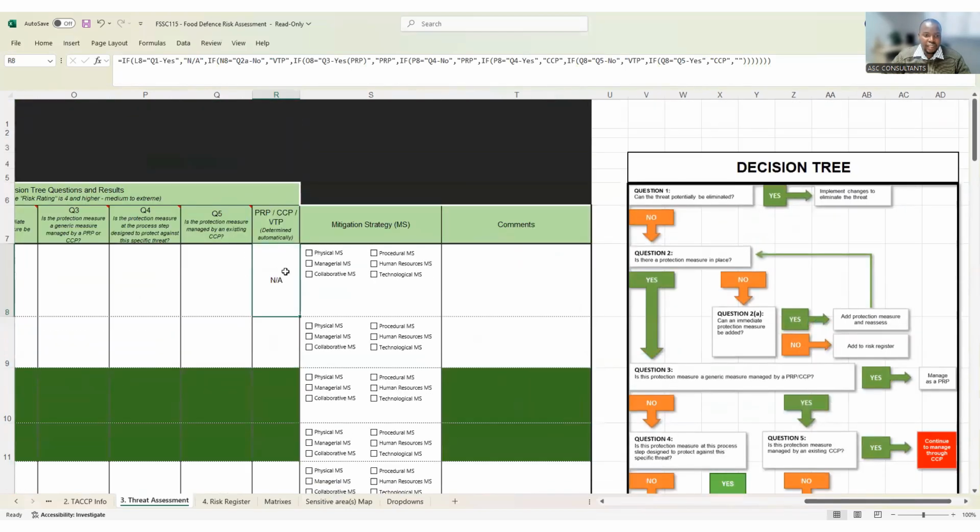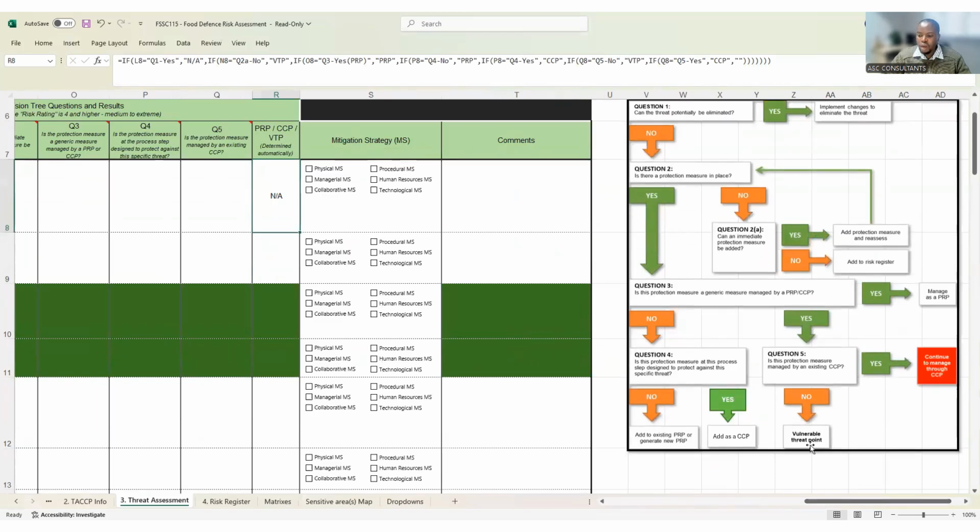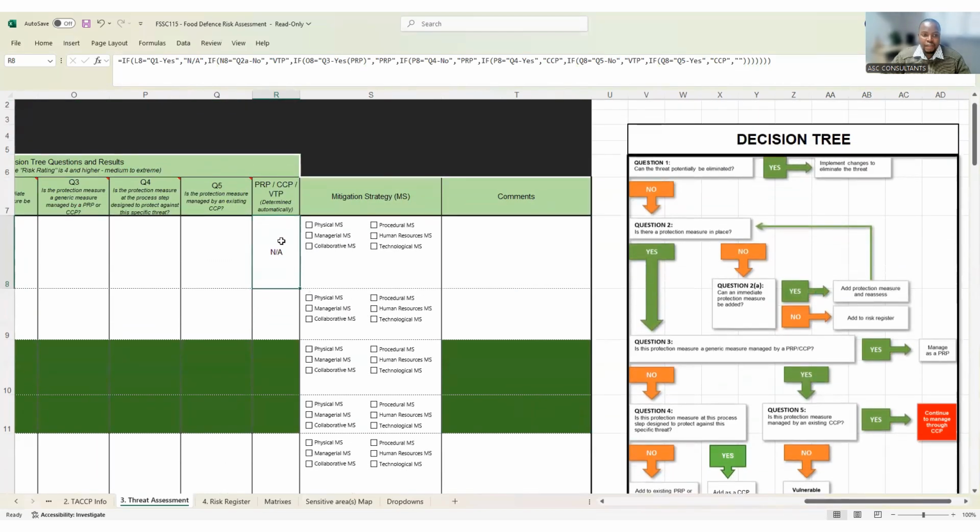Is it controlled at the CCP? Or is it what we call a vulnerable threat point that we would need to control? Then you look at what mitigation strategies you will implement to ensure that this risk is properly controlled. It could be that for the property boundaries, it is a physical management strategy, and perhaps also procedural, to say that if a person comes from the outside, this is what they would need to do. So this is basically what you follow as a plan.